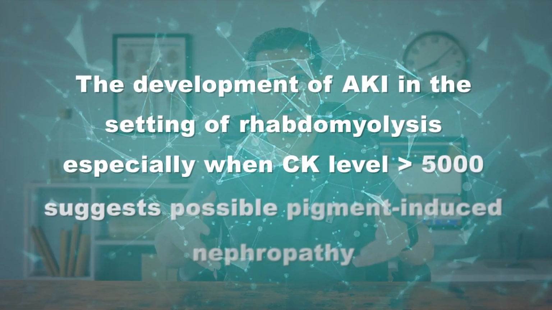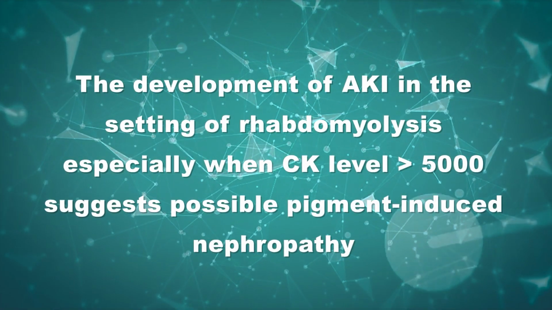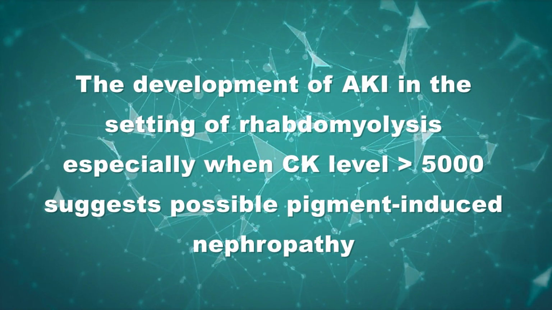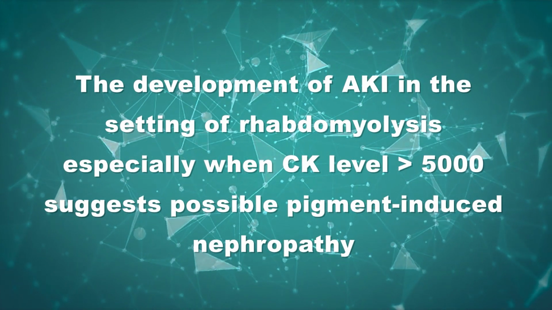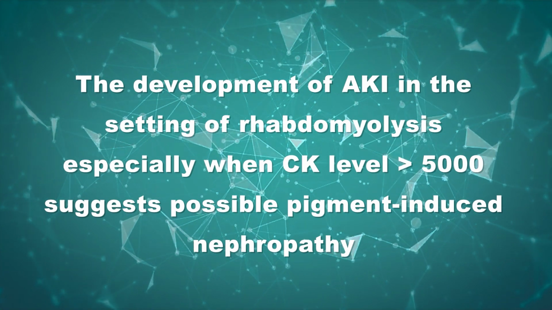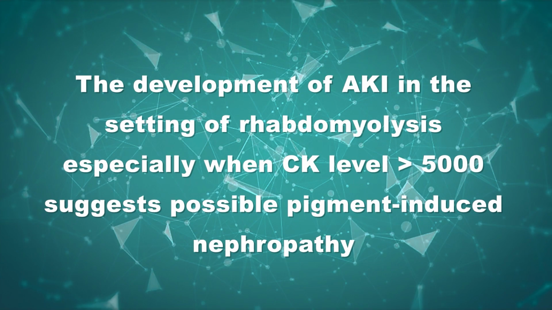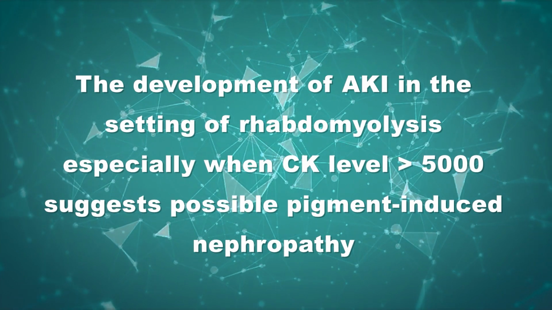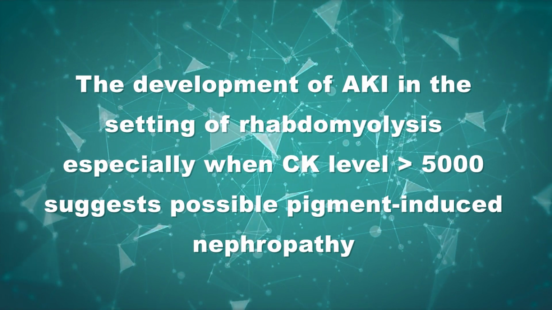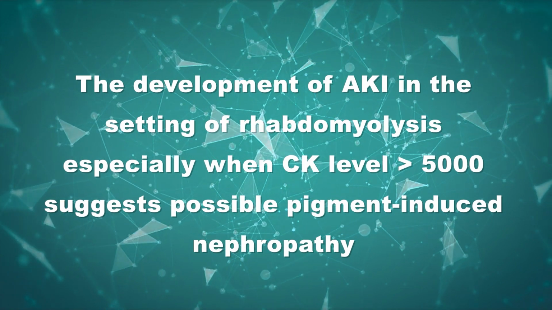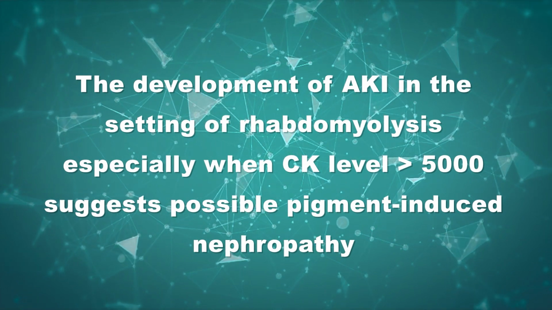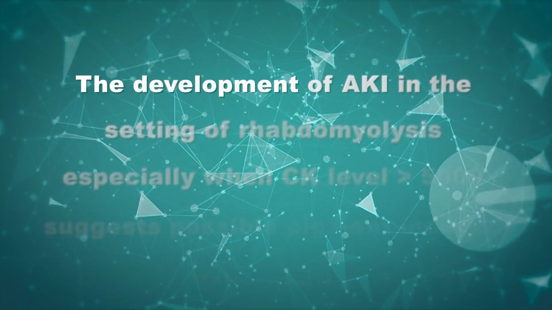And the development of AKI in the setting of rhabdomyolysis, especially when CK level is above 5,000, suggests possible pigment-induced nephropathy, and this happens again in hemolysis. Remember to think of rhabdomyolysis in patients with prolonged immobilized state, heat exertion, trauma, certain surgeries, certain drugs. And again, remember that rhabdomyolysis may cause elevated AST and ALT. So if you have those elevated without a primary liver problem, think of rhabdomyolysis.